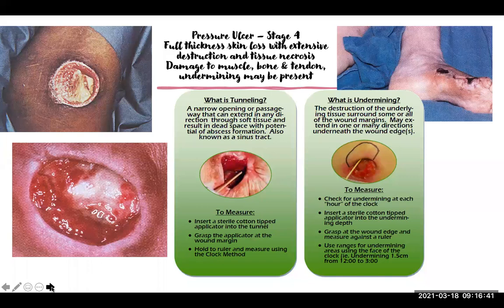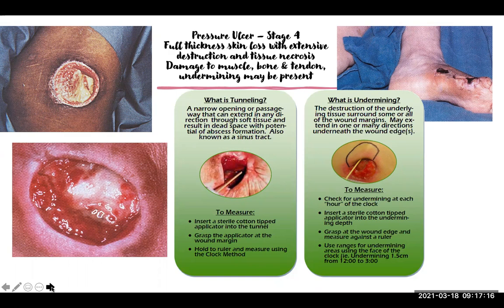Stage 4 pressure ulcers. Stage 4 again is our worst stage. It goes all the way to the muscle, and in some cases the bone. You'll see the bone. The biggest problem we worry about with stage 4 ulcers is osteomyelitis because the bone is exposed, and it's easy for bacteria to get in there and damage the bone. And that's a very difficult infection to treat.